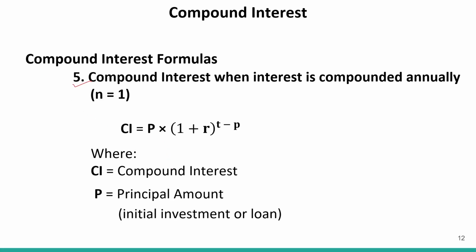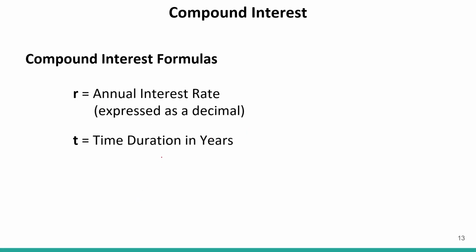Let's see the fifth kind of formula, that is compound interest when interest is compounded annually. Here n is equal to 1. CI is equal to P into (1 plus r) whole power t minus P, where P is the principal amount and CI is the compound interest. I think there is a slight typo here, so it should be minus P. R is the annual interest rate expressed as a decimal, and t is the time duration in years.